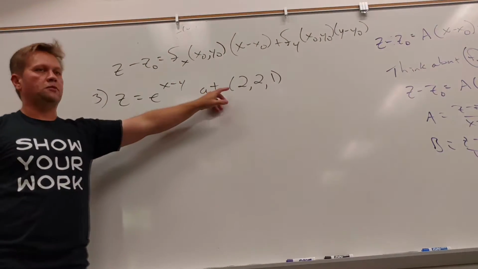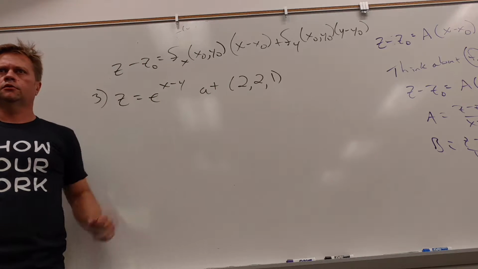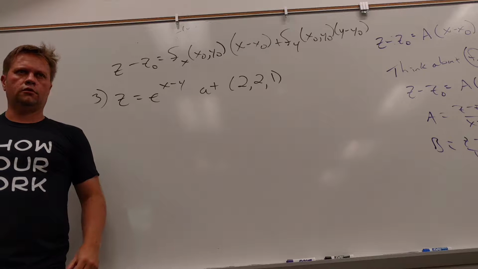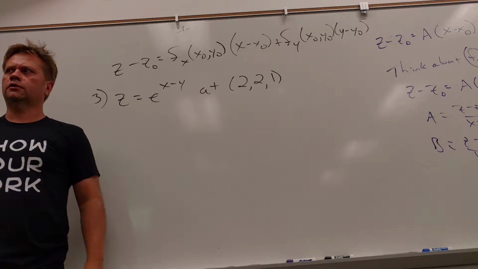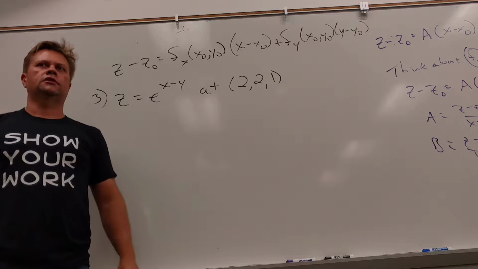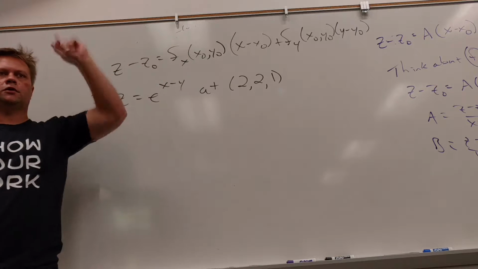Real quick, double check the book, make sure they got it right. Does that surface go through that point? That's what they're claiming. Those people, you never know. Who wrote that book? I don't know this person. I thought Jimmy Stewart died. Different Jimmy Stewart. Yes, it does. 2 minus 2 is 0. e to the 0 is 1. Sweet. I like it.